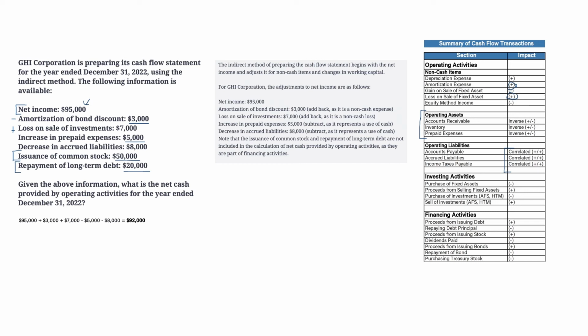So we have the $3,000 add back for the amortization. We have the add back of the $7,000 loss. We have the subtraction of the increase in prepaid expenses, and then the subtraction from the decrease in accrued liabilities. So $95,000 plus $3,000 plus $7,000 minus $5,000 minus $8,000. We have net cash provided of $92,000.